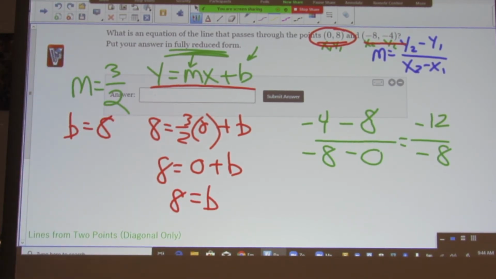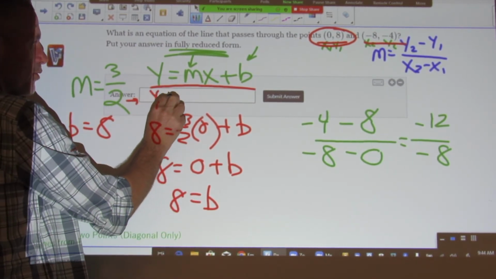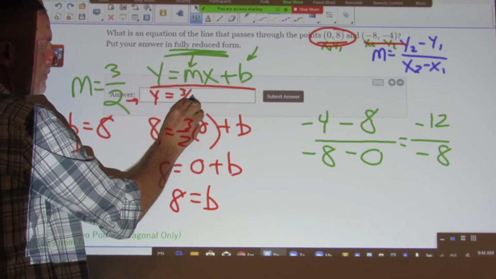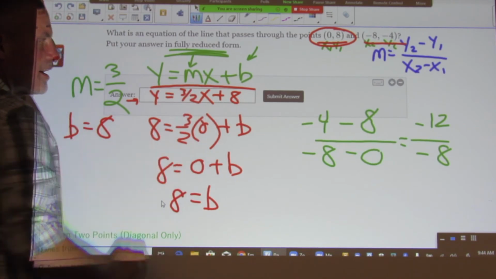Now I can type into my answer box the equation with the slope before the x and the intercept, +8, after the x.